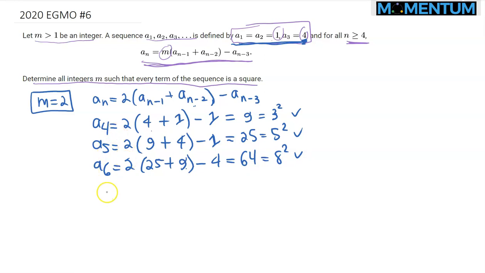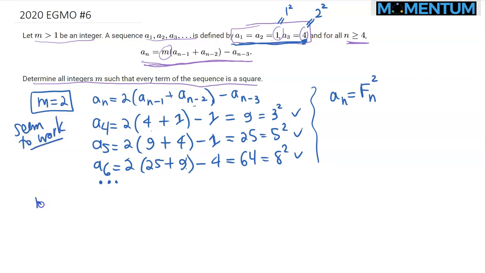Now that I realize it's a square, I want to go a little bit further to see if there's any pattern, which I think you have already seen. a1 and a2 are both 1 squared, a3 is 2 squared, and the sequence continues as 3 squared, 5 squared, 8 squared. It's clear that when m is equal to 2, it seems to be the Fibonacci sequence squared, possibly shifted. We need to prove this using induction or some other method, but for the time being, let me skip that. This case seems to work, so let's make a note.